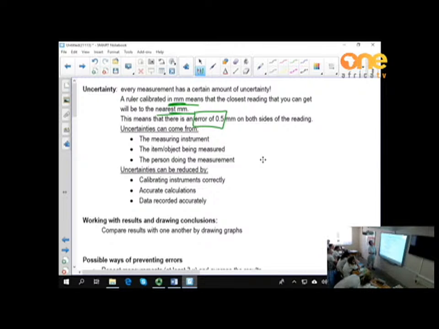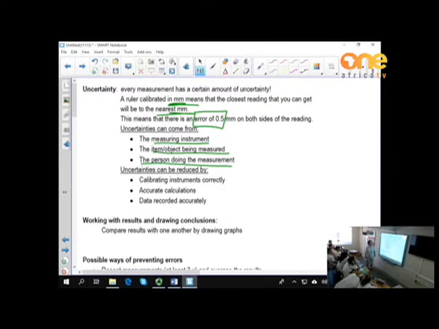So uncertainties in readings can come from the measuring instrument. It can come from the item or the object being measured. Sometimes it's very difficult to hold the object still. It doesn't want to stand still. It's a living thing that's bouncing around. Or you have to take the measurement in a very dark room and you don't have a good light on you to make the reading. Okay. Also, uncertainty can come from the person doing the reading. If I have to read millimeters without my glasses, I'm going to make an error.